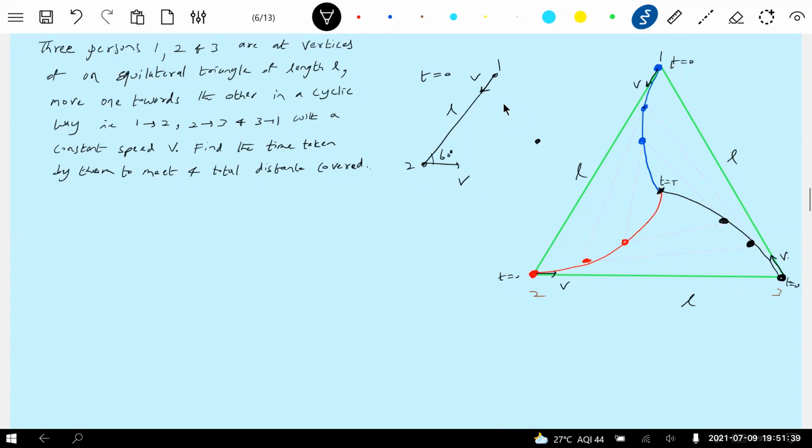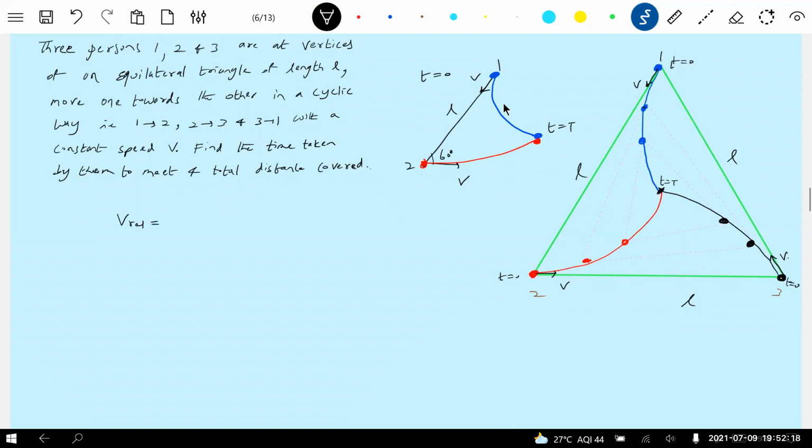This is at t equals 0. After some time t, for your benefit, I'm just showing the path. It'll be like this. Got it? Path of 1, path of 2. So final separation is 0, initial separation is L. So we'll go for the relative velocity concept.